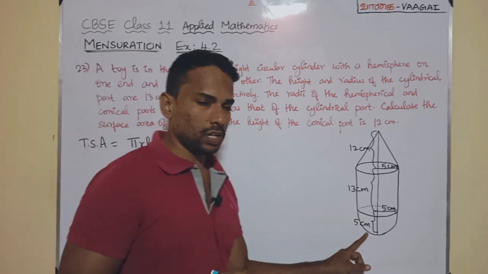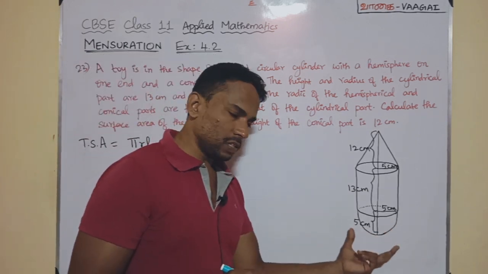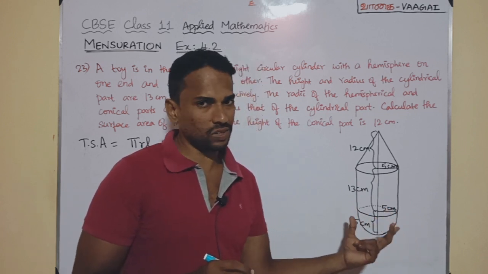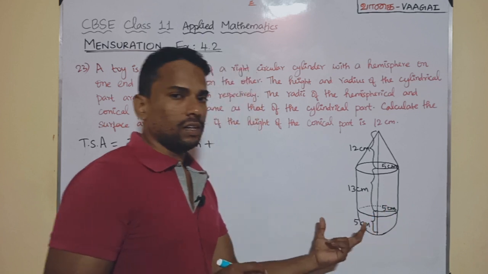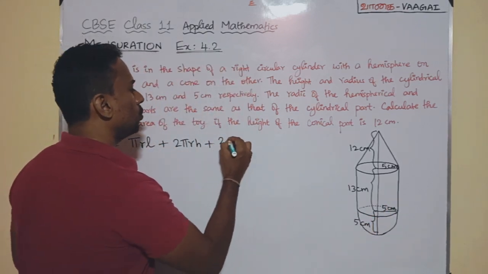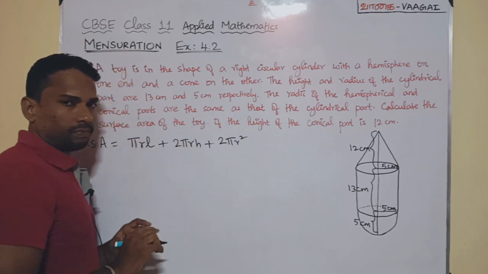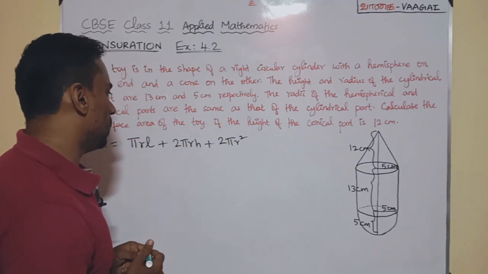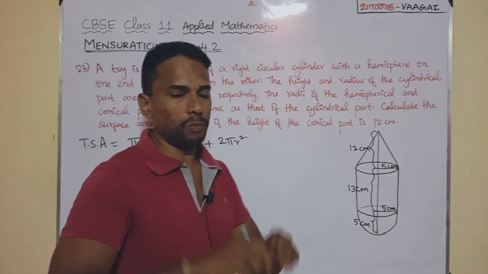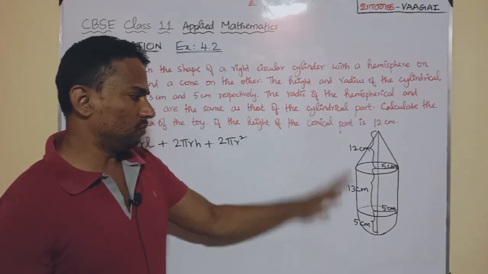Now the last one, this hemisphere. For this hemisphere also, the curved surface is what is visible. So that hemisphere's curved surface should also be taken into account, which is going to be 2 pi r squared. These are all the things which we have to care about, because once we add these values, we'll be able to get the total surface area of this entire shape.